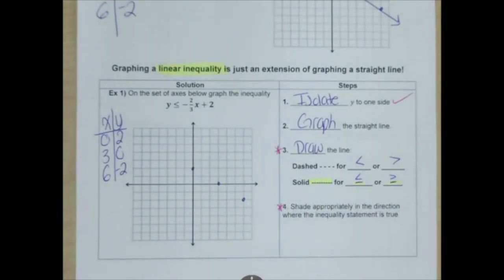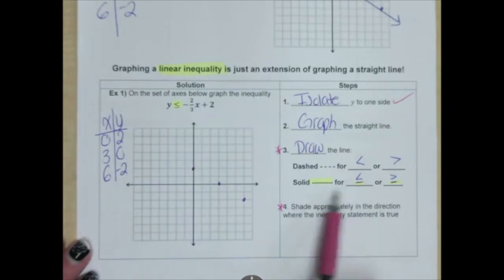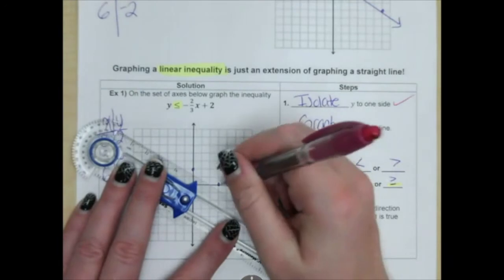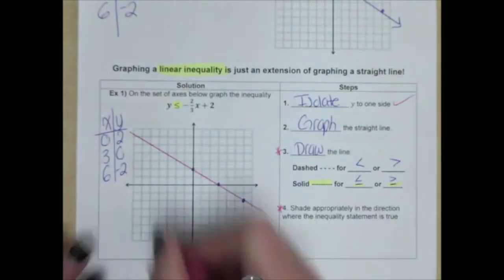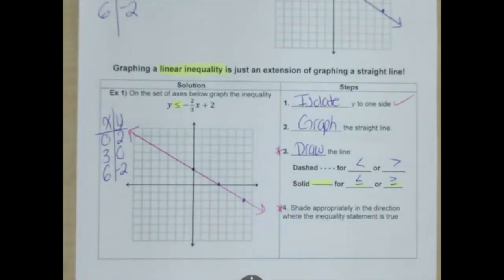I'm going to look back at my inequality. This is the inequality that I was given: less than or equal to. If I look at my notes, less than or equal to has a solid line, so that's what I want to graph. With my ruler, even if you don't have one, that's okay, boys and girls, just do your best here. I'm going to create a solid line. Lines go on forever, so I'm going to have arrows at the top and the bottom. Last but not least, step 4, I also have to shade.